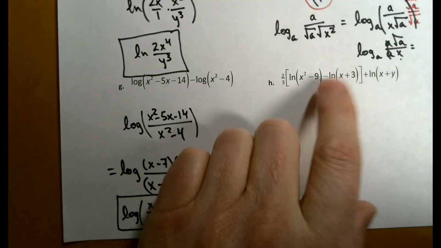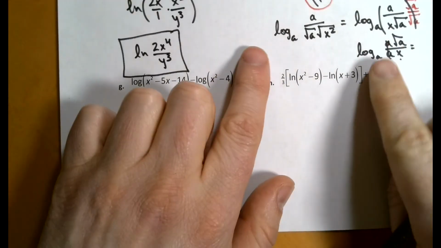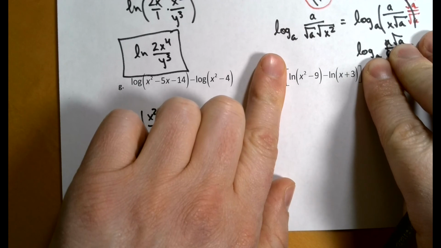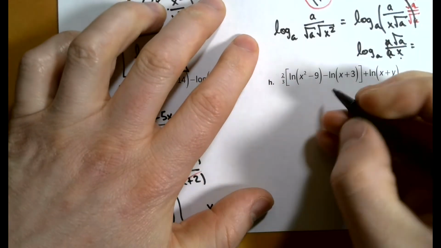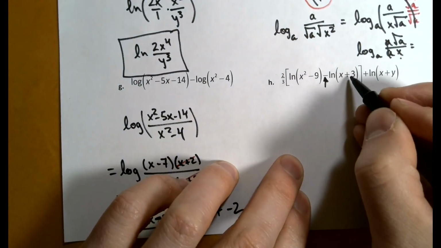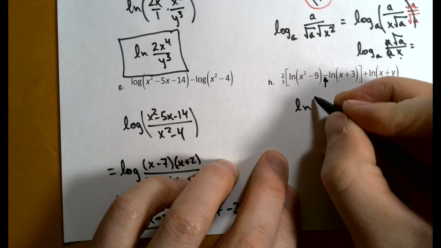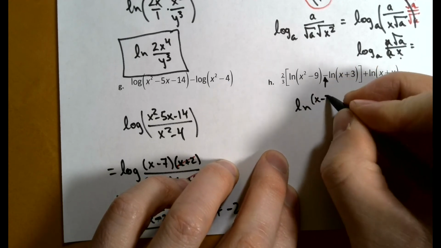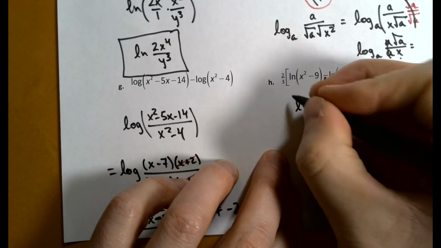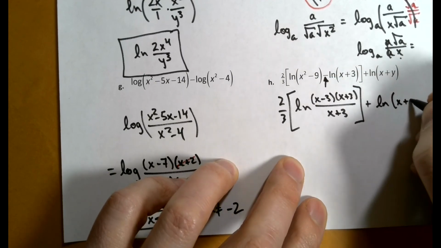All right, this one is a little bit more complicated because there's a lot of stuff going on in there. So I'm going to do our typical PEMDAS order of operations. I'm going to mess with the stuff inside the brackets. So I'm going to ignore the 2/3 for the moment. And I'm going to note that subtraction means division by what you're subtracting. So that bracket just becomes, shall I factor x squared minus 9? Yes, I shall. It just becomes this. We still have the 2/3. And then we're still going to have plus natural log of x plus y.